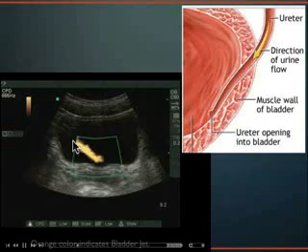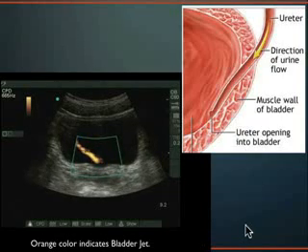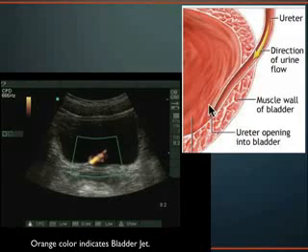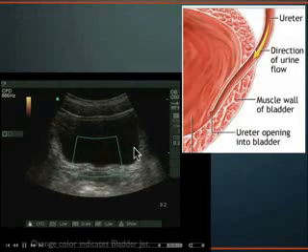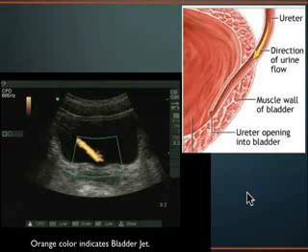So here we see on power flow Doppler the jet of the left ureter is firing into the bladder. You can see it. Here's the left ureter diagram here. It came into the back of the bladder, the trigone, gave it a good fire. Then we just saw the right one fire. And there goes the left one again.